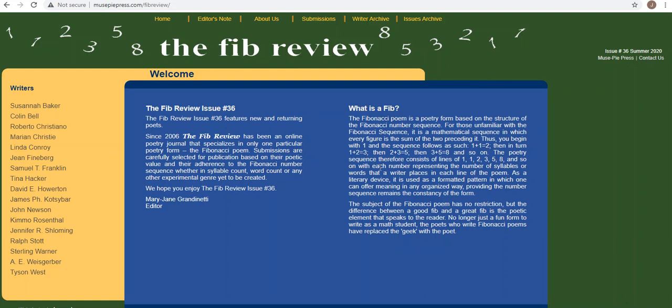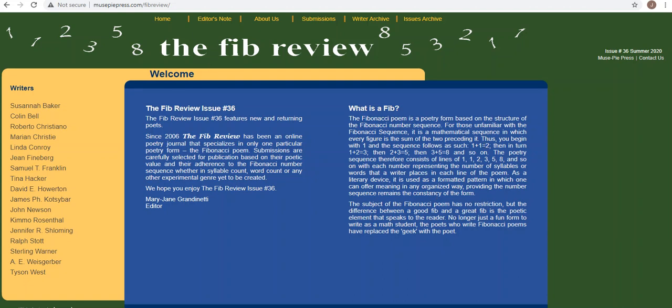So here's a poetry form that has to do with either the words themselves or the syllables, how many syllables are in the word. A good Fibonacci poem would have a sequence of syllables in its lines: 1, 1, 2, 3, 5, 8, and so on, where it would go up and then back down. Okay.